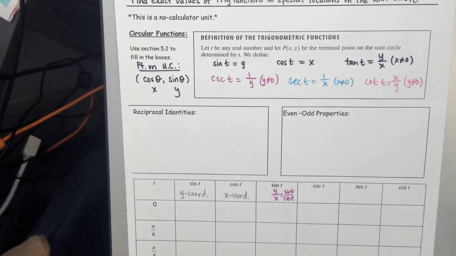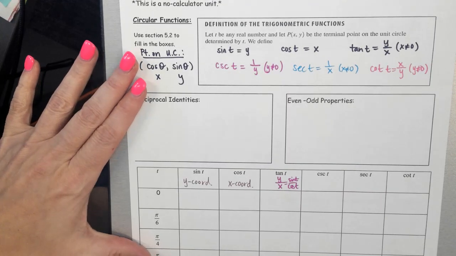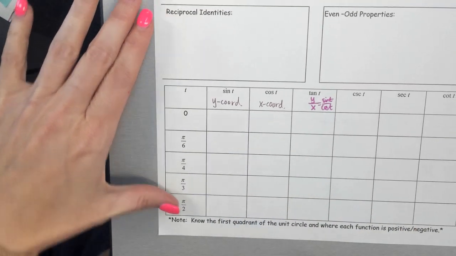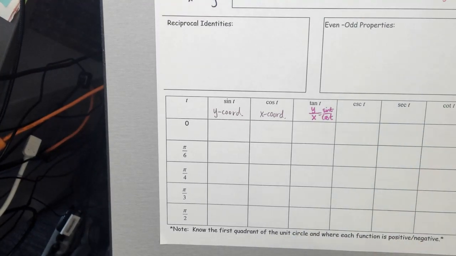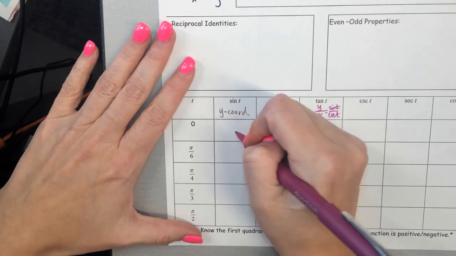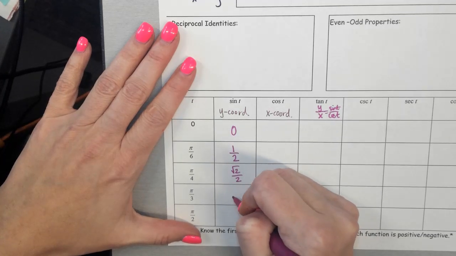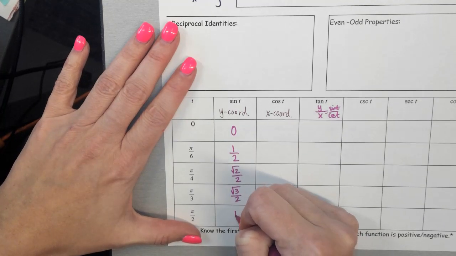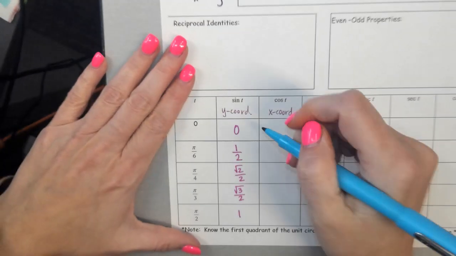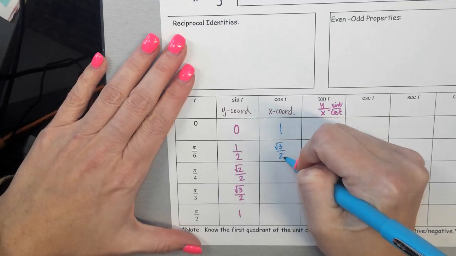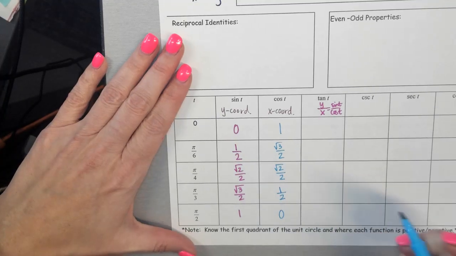Okay, so using the first quadrant of the unit circle, you guys filled in your y coordinates and your x coordinates. Okay, so for your sine values, you should have 0, 1/2, root 2 over 2, root 3 over 2, and 1. Okay, for your x coordinates, you have 1, root 3 over 2, root 2 over 2, 1/2, and 0.